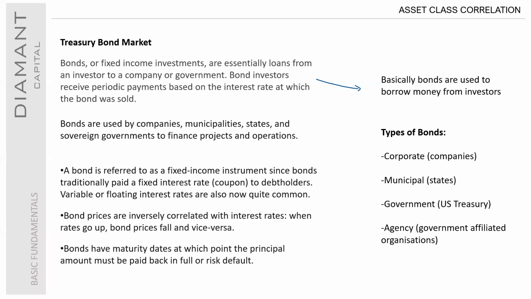Variable or floating interest rates are now quite common. Bond prices are inversely correlated with interest rates, so when rates go up, bond prices fall and vice versa. This is something that we're going to go through briefly right now, but we really do look at it in detail, especially later on, because you've got to think of it like this.